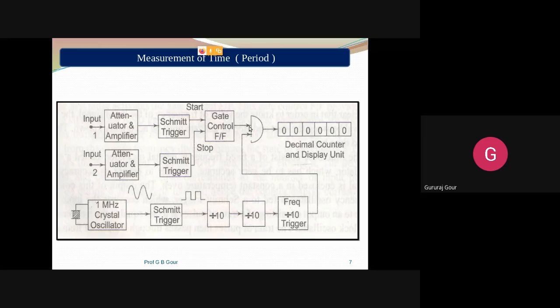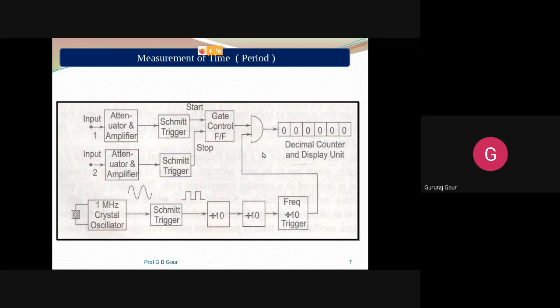Then the main gate, this is the main gate. So once it gets all the inputs 1, both the inputs 1, both the inputs 1.